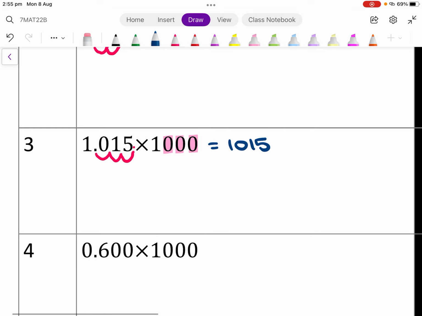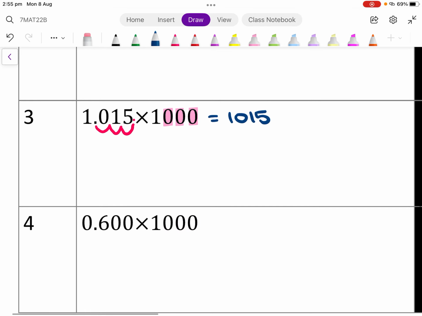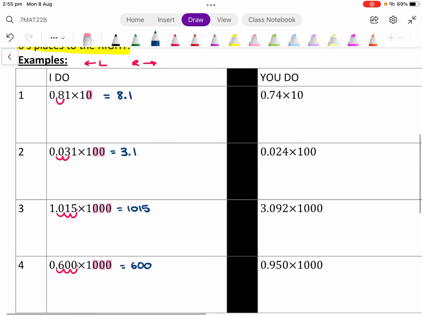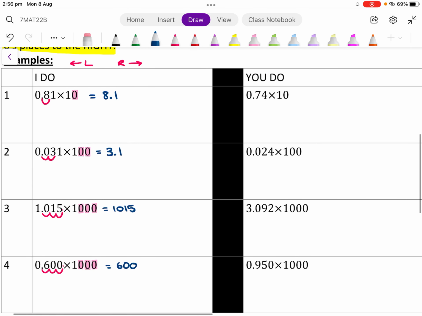1,015. In this last one, we have 0.600 times by 1,000, so I want to move my decimal point 3 places to the right because there are 3 zeros in 1,000. So 1, 2, 3, so that my answer is 600. Now you can pause the video and have a go. I'll give you about 2 minutes to have a go at the you do questions.